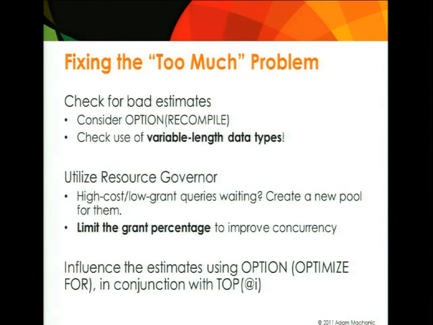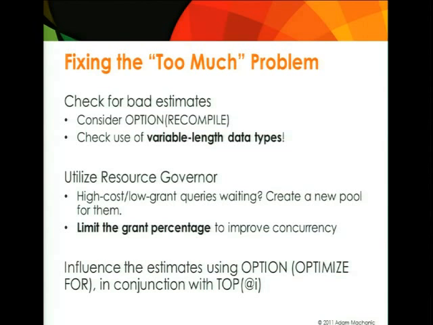Resource governor. If you have some of those high cost but low grant queries that are sitting in the queue, if you know where they're coming from, if you're able to categorize them into a workload group, create a pool just for them to play in. And then they won't have to wait behind all of the other queries playing.